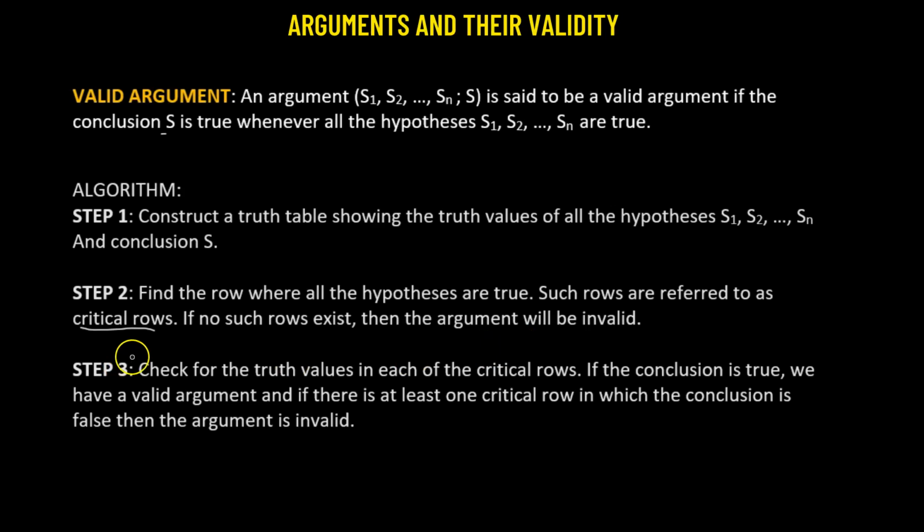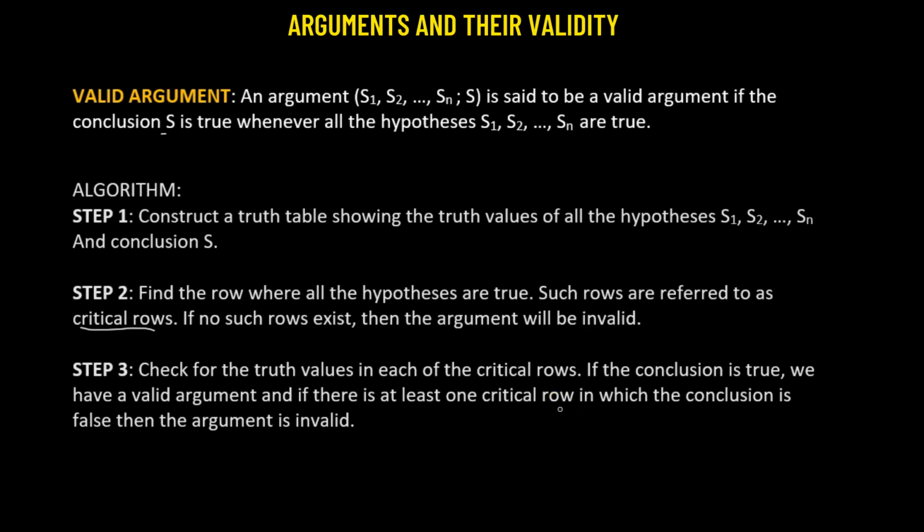However, in most cases we are going to find some critical rows. Once we have critical rows, all we have to do is check the truth values in each of the critical rows. If the conclusion is true, we have a valid argument. That means if the hypotheses are true and it follows that the conclusion is also true, we have a valid argument. But if there is at least one critical row, let's say we found 4 critical rows, of which 3 have a true conclusion whereas in the 4th the conclusion is false, then the argument automatically becomes invalid.